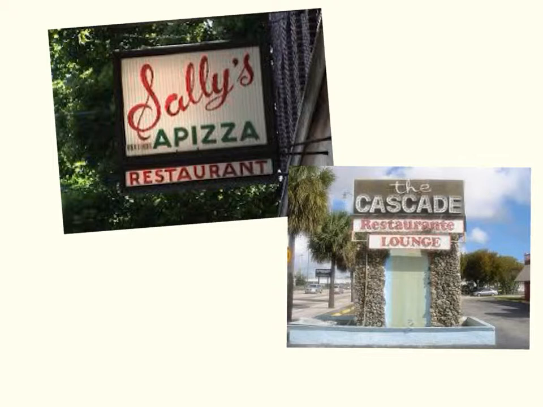Materiality of modes. For example, intonation, like Sally's a pizza, or the Cascade, restaurant and lounge. He discusses how the different spelling of signs, the arrangements, the color, the fonts, all give a specific meaning to us, especially how you say things.